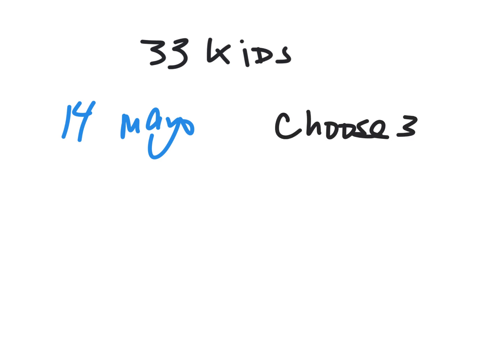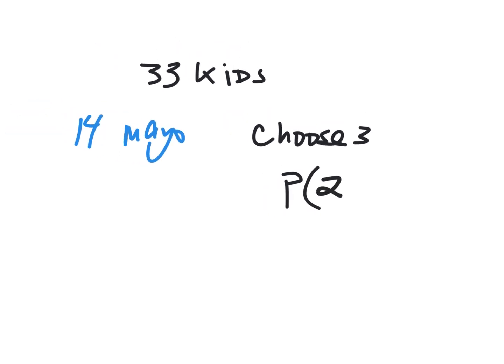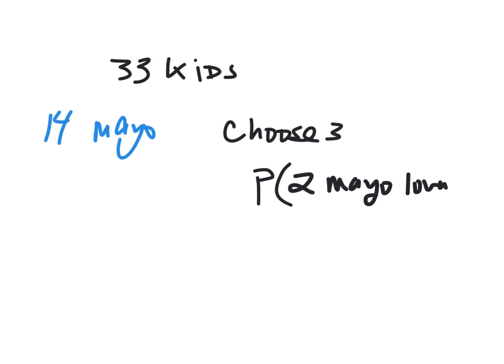If I choose 3, what's the probability that I get 2 mayo lovers? And I should even clarify, only 2. I don't want to get at least 2. That would be harder, and we're not going to do that. Only 2 of the 3 people chosen.